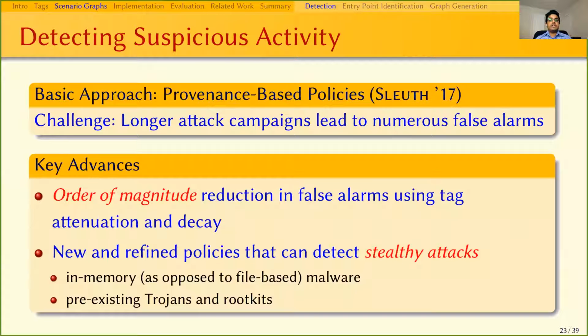The first step is detecting suspicious activities. The basic approach is the provenance-based detection policies that were introduced in the Sleuth paper. The policies rely on the means and motives of the attacker. But one key problem with this is the numerous false positives generated by long-running processes. Using tag decay and tag attenuation, we're able to reduce the number of false positives by a factor. We also refined and added some new attack detection policies as well.